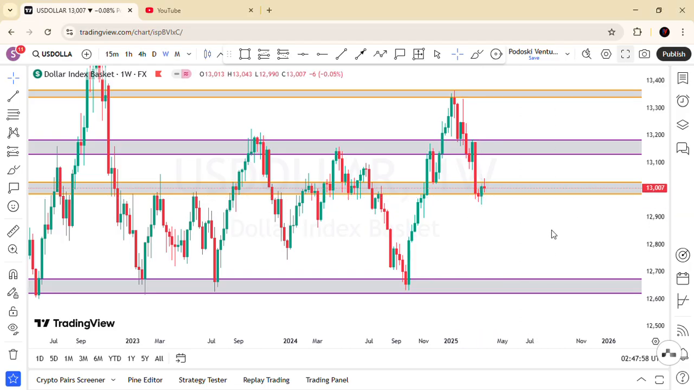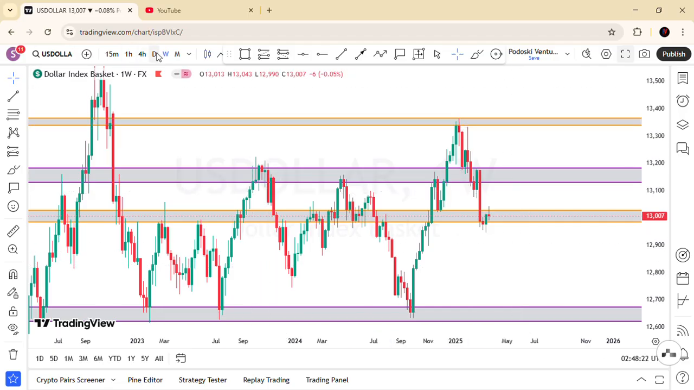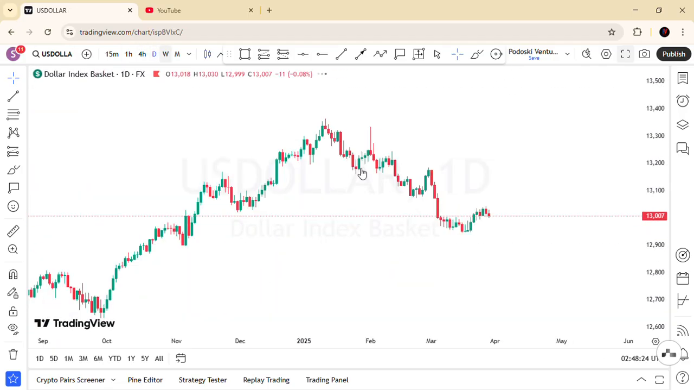So we shouldn't be looking for selling opportunities at a demand zone. We just wait for a very nice area or zone for price to reach, then we sell. With that, let's go to the daily time frame and see what we can also identify here.